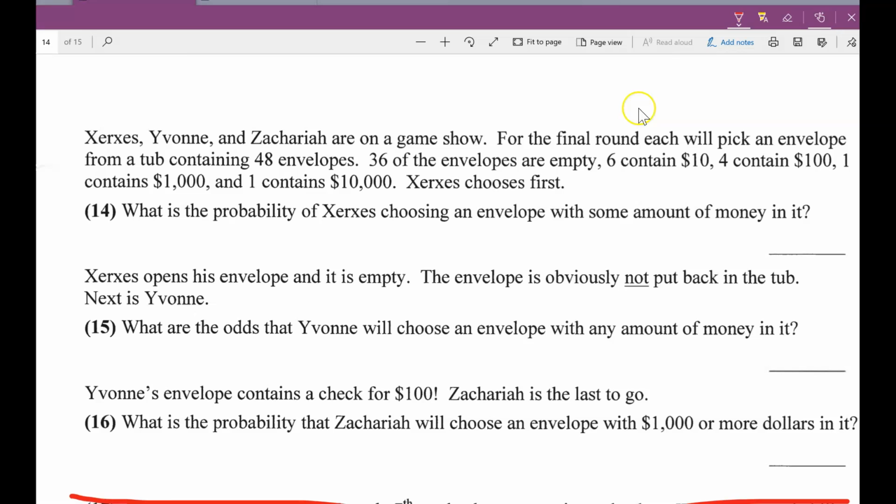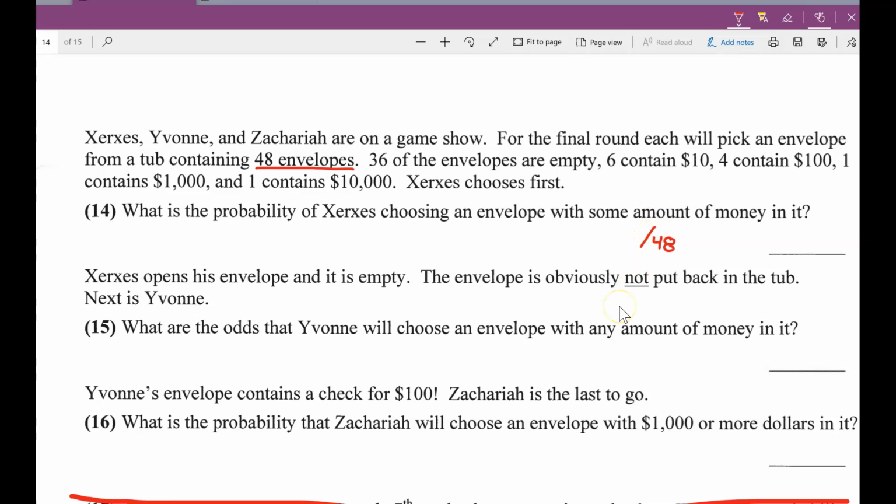Xerxes is going to go first, and our first question here is, what is the probability of Xerxes choosing an envelope with some amount of money in it? So the first thing we need to do, since this is a probability question, is establish our denominator. Our denominator is the total amount of possibilities that can happen. How many different possible envelopes can Xerxes pull? He can pull from 48 different envelopes. So let's put that here as our denominator.